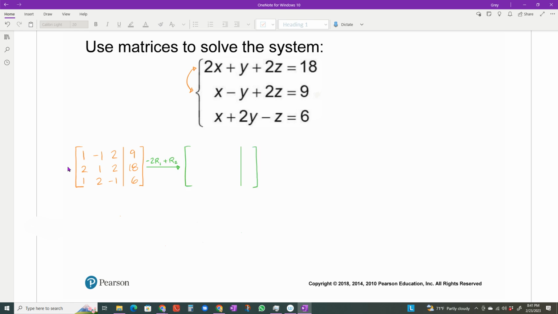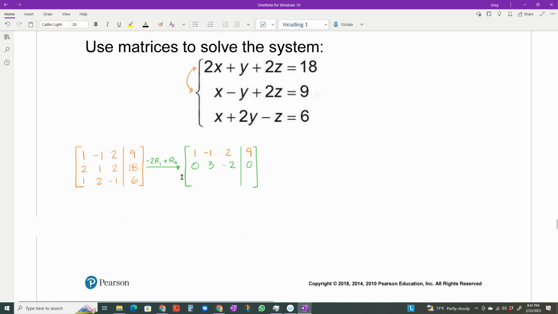And that's going to give me, and actually before I write that, I'm going to write the first row again, y'all, because that row is not going to change. So this next row, negative 2 times 1 is negative 2, and negative 2 plus 2 is 0. Then I'm going to go negative 2 times negative 1 is positive 2. Positive 2 plus 1 is 3. Negative 2 times 2 is negative 4. Negative 4 plus 2 is negative 2. Negative 2 times 9 is negative 18, and negative 18 plus 18 is 0.